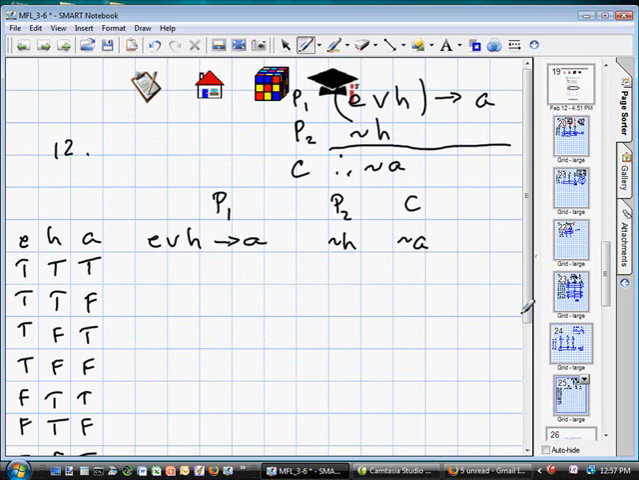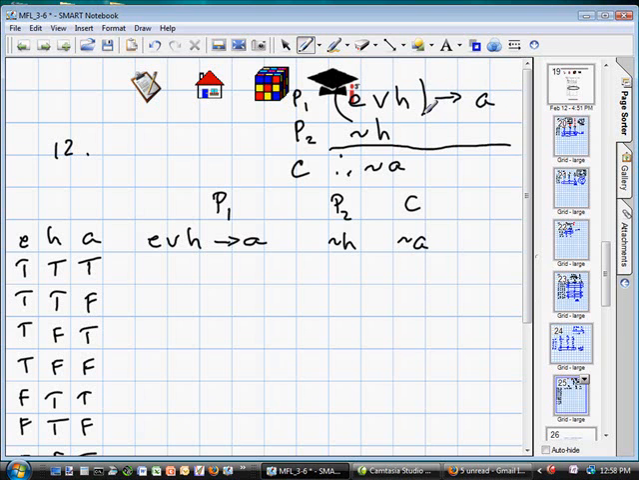Let's work on number 12. Maybe one more example, and then I'll let you have a little time off here. Okay, number 12. It says in the book, if you're enrolled or you have been accepted half-time at a college, you can apply for a loan. So that's a fairly complicated one. So if E or H, then A. There's our premise one. If E or H, then A.